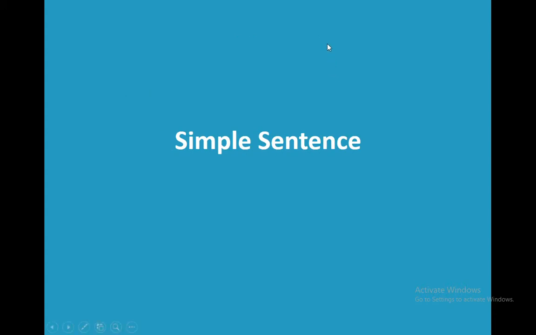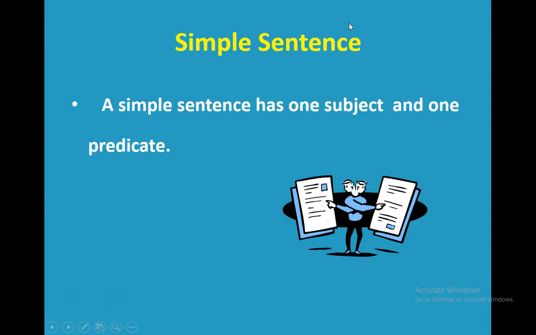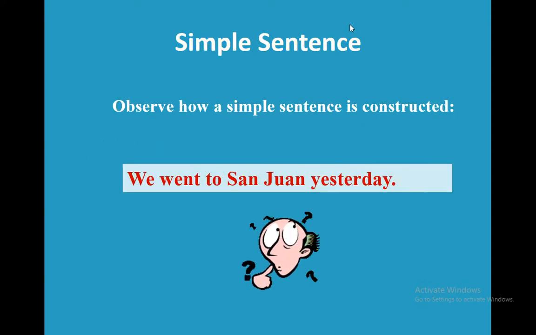Let's start with the simple sentence. The simple sentence has one subject and one predicate. Or, in other words, the simple sentence has one subject and one verb that can make a complete thought. So if you have a subject and a verb that can make a complete thought in a sentence, your sentence will be a simple sentence. Here's an example. Observe how the simple sentence is constructed.